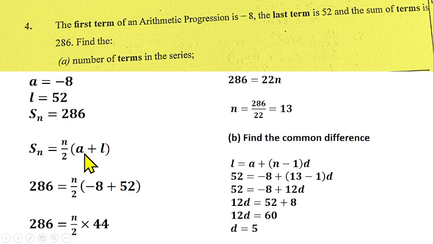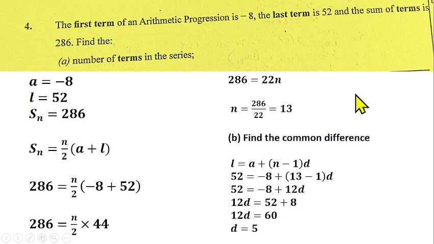So if you substitute here, you'll have the sum of terms, which is 286, equals n over 2 into first term, minus 8, plus last term, which is 52. Minus 8 plus 52 will give us 44, multiplied by n over 2. From there, 2 can go into 44, that should give us 22 times n. That gives us 22n. You can divide both sides by 22, that should give us 13. So that means we have 13 terms in this sequence. We have 13 terms in the AP.